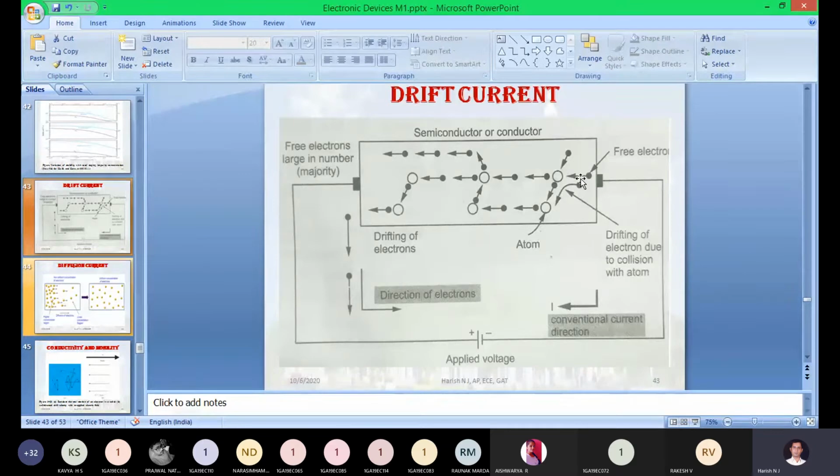Due to the drift movement of electrons, a current is constituted. That current we call a drift current.